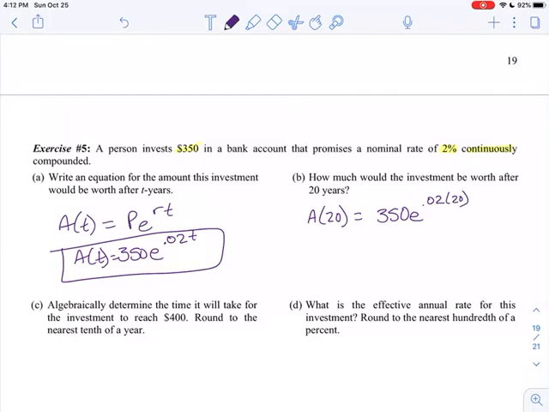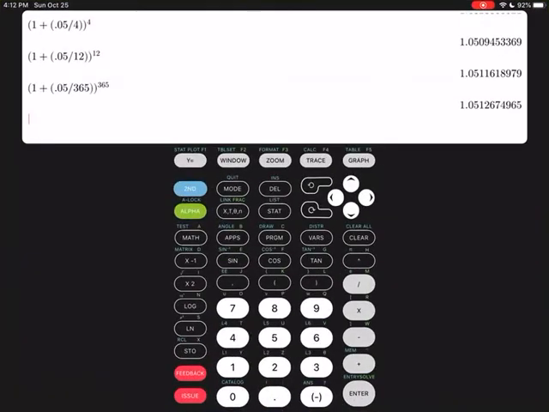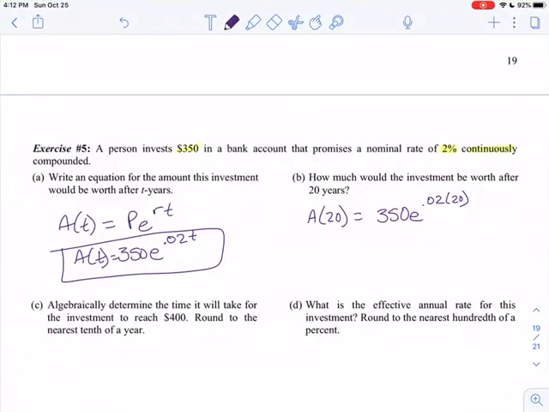How much would the investment be worth after 20 years? So I'm going to find 20 years. So I'm doing A of 20. So 350 times e to the 0.02 times 20. Okay, and that's going to go in my calculator. So 350 times e. My e is right here above my division sign. Times e, and then I want that to the 0.02 times 20.